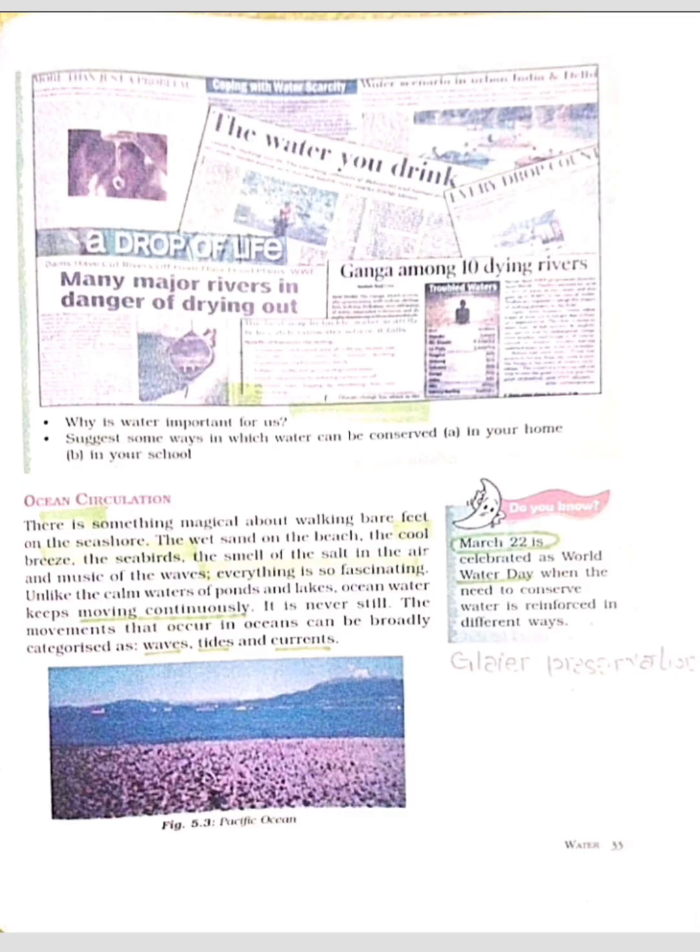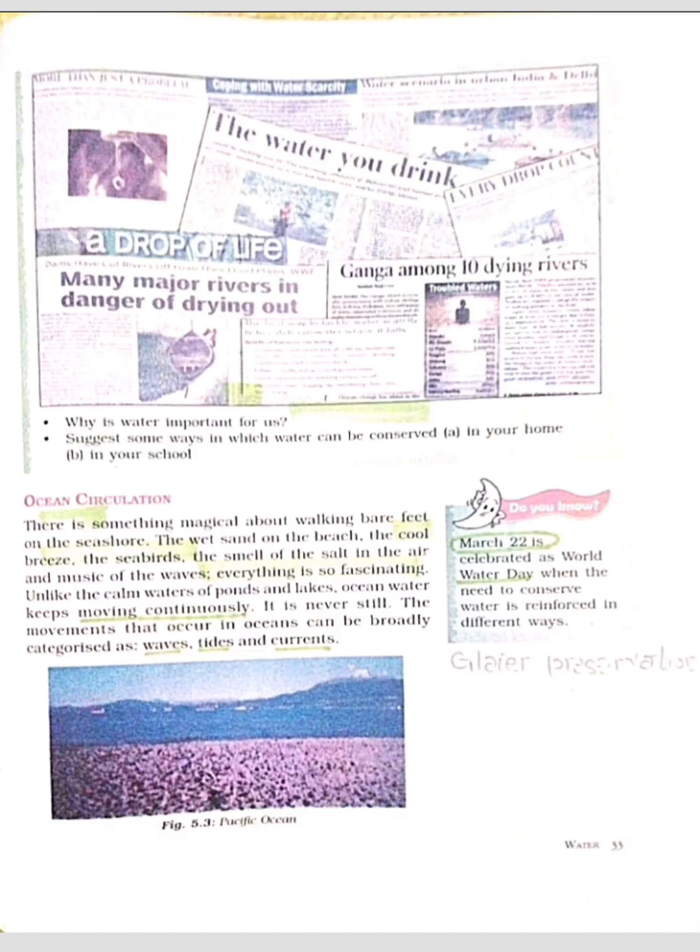Then ocean currents, circulation. Sorry, the topic is ocean circulation. You know about the ocean and circulation. Circulation means to circulate. There is something magical about walking barefoot on the seashore: the wet sand on the beach, the cool breeze, the sea birds, the smell of salt in the air, and the music of the waves. Everything is so fascinating. Unlike the calm waters of ponds and lakes, ocean water keeps moving continuously.